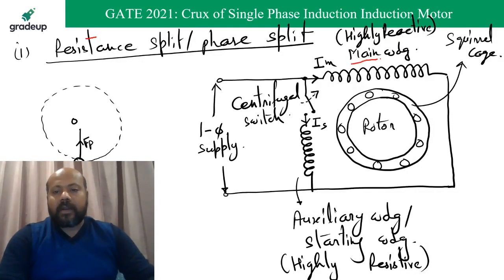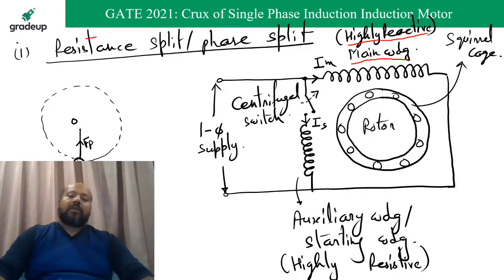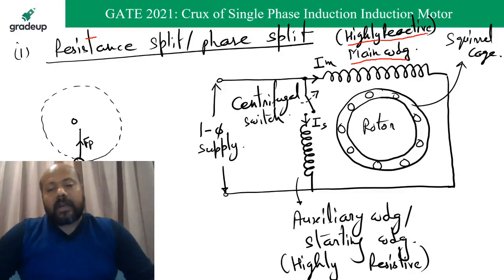This is the main winding. And obviously it is going to be highly reactive. Why is it highly reactive? Because this is going to provide the flux for the motor operation. So it has to be highly reactive, then only it is going to give you the required flux.